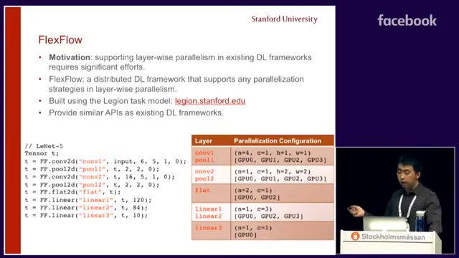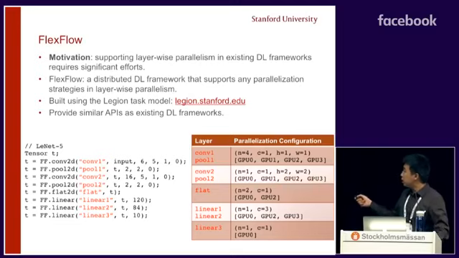The left code snippet shows defining the network in FlexFlow, which is very similar to the PyTorch interface. In addition, a user can also provide a configuration file to describe how each layer should be parallelized. As you can see, you can use any single layer or a combination of different layers to parallelize any layer. You can also use a different number of GPUs for different layers, which is very flexible. That's why we call it FlexFlow.